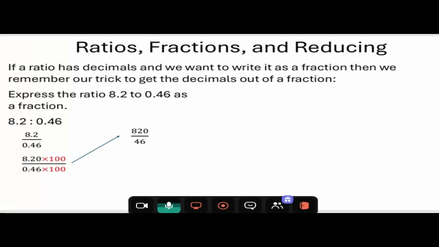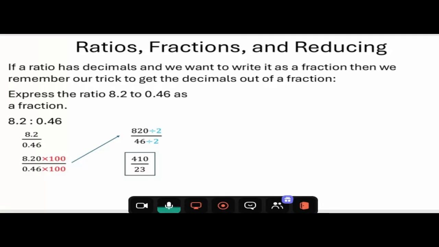So we match the number of decimal places, multiply by 10 or 100 or 1,000 or 10,000 or whatever it is to make those decimals go away, and then reduce that fraction. I think they're both even, and that's it. 410 over 23. And you could turn that into a mixed number as well, although generally when we're dealing with ratios, we don't go to mixed numbers. It kind of takes us further away from what we want to be doing.